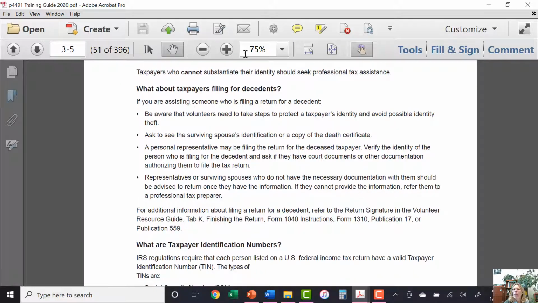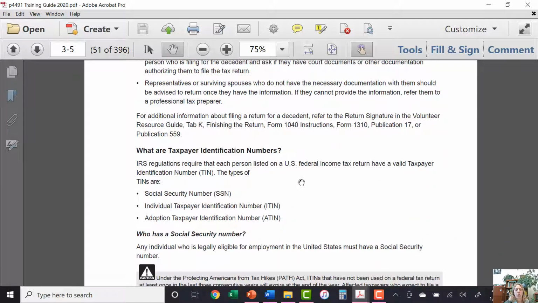Okay, we don't typically file for decedents. So if someone comes in and they want to file the last tax return for someone who dies, we can do it, but you need an advanced person to do that. Okay, and we need to make sure that we get everything that we need from that individual.